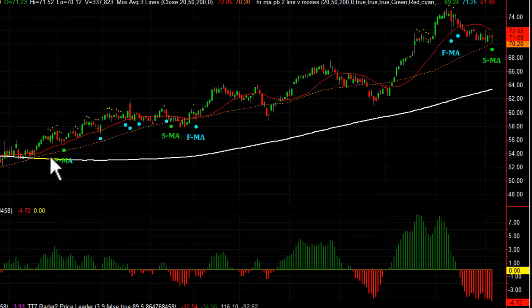It identified the first confirmed pullbacks to the fast moving average and the slow moving average. But now that the fast line has crossed the slow line a couple of times, we have another signal, and this time it's a pullback to the slow moving average.